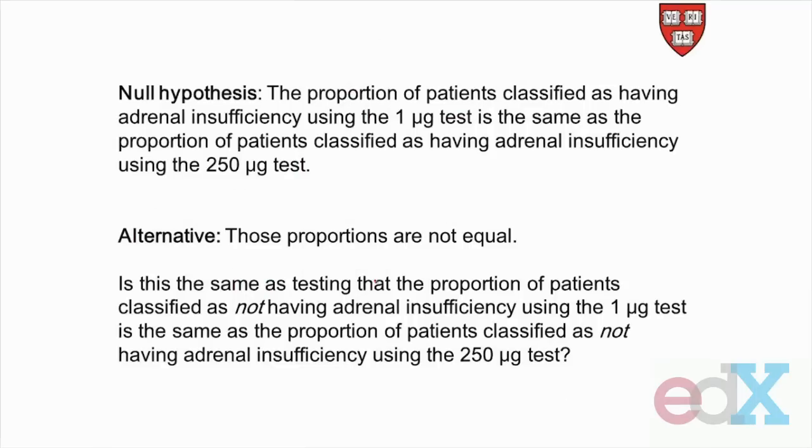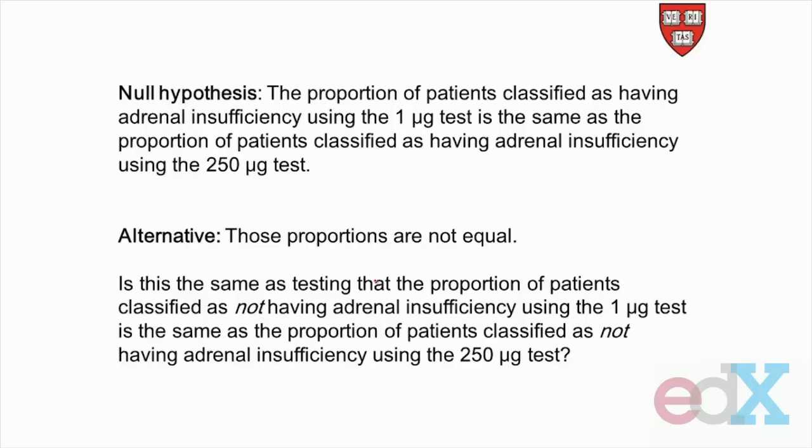So we have paired data, and we want to use McNemar's test. What's our null hypothesis here? Our null hypothesis is that the proportion of patients classified as having adrenal insufficiency using the 1 microgram test is the same as the proportion of patients classified as having adrenal insufficiency using the 250 microgram test. Basically, the proportions classified as having adrenal insufficiency are the same between the two tests. And the alternative is that these proportions are not equal.